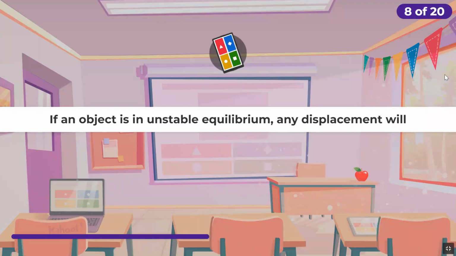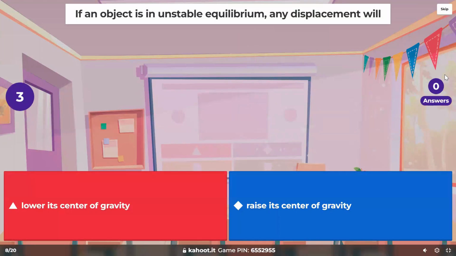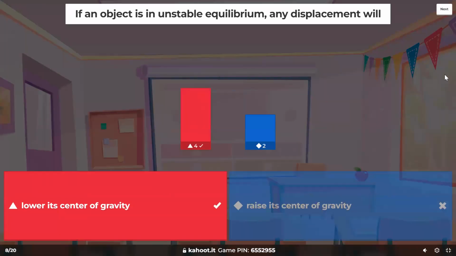If an object is in unstable equilibrium, any displacement will... Yes, any motion will lower its center of gravity.